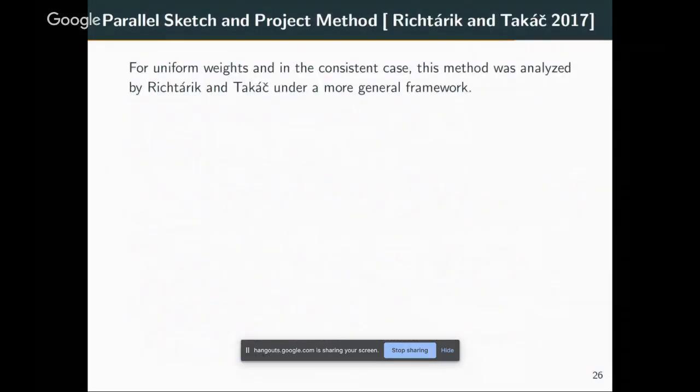Okay, and in the setting of uniform weights and also assuming a consistent system, this method was analyzed previously by Richter and Kaczmarz under a more general framework known as sketch and project methods. So in our analysis, we look at the case where we have non-uniform weights and we also have inconsistent systems.